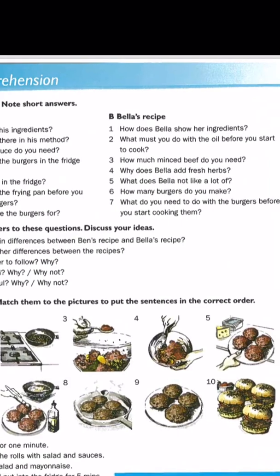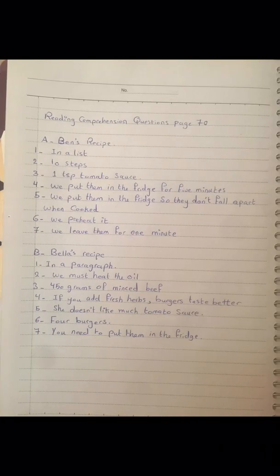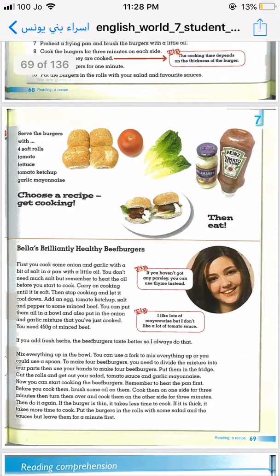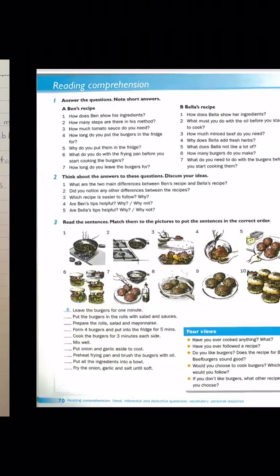طيب بنيجي لبيلا's recipe. How does Bella show her ingredients? Bella shows her ingredients in a paragraph. كيف بيلا كتبت الانجريدينتس؟ مش على شكل list، الانجريدينتس هيها موجودة على شكل باراجراف. وهاي بالنسبة للسيرفينج how you serve the burgers with 4 bread rolls، but the ingredients are shown in a paragraph.